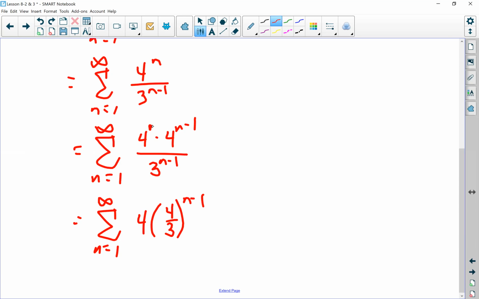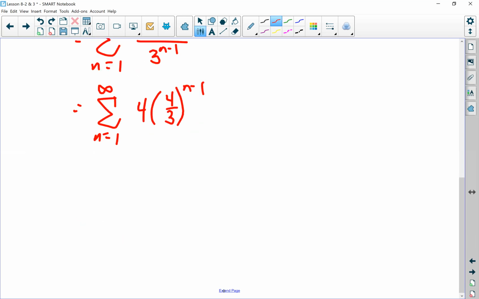So, is that series convergent or divergent? I mean, clearly it's geometric, right? We have something times something to the power with an n in it. It's divergent. The absolute value of r is greater than or equal to 1. 4/3 is too big, basically is what that means.